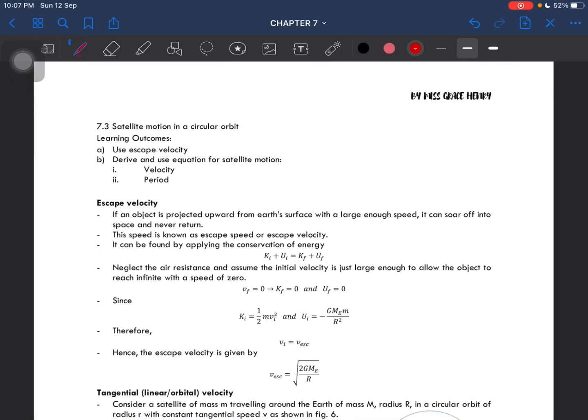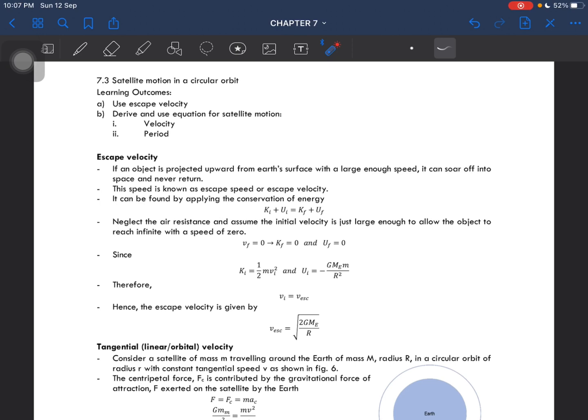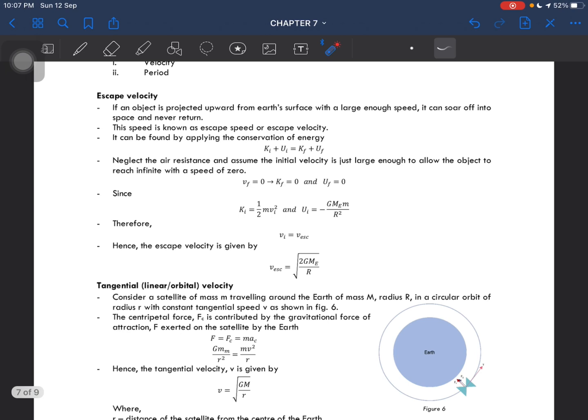Alright, last subtopic for this chapter, which is on satellite motion in a circular orbit. In this subtopic, you should be able to use escape velocity, and then derive and use the equation for satellite motion, where you have to derive velocity and period and then use it to solve questions or problems, right? So escape velocity, what is actually escape velocity?